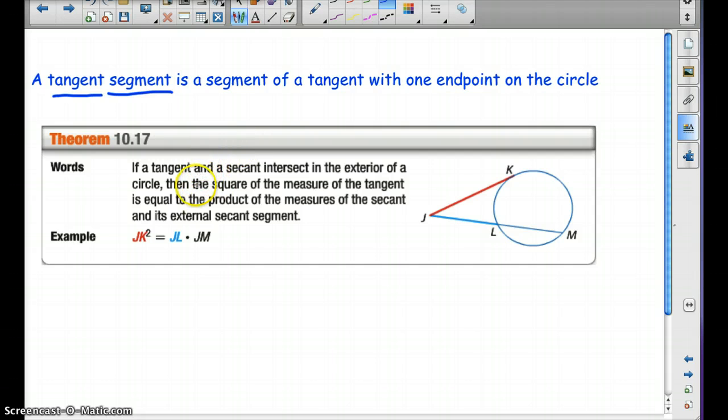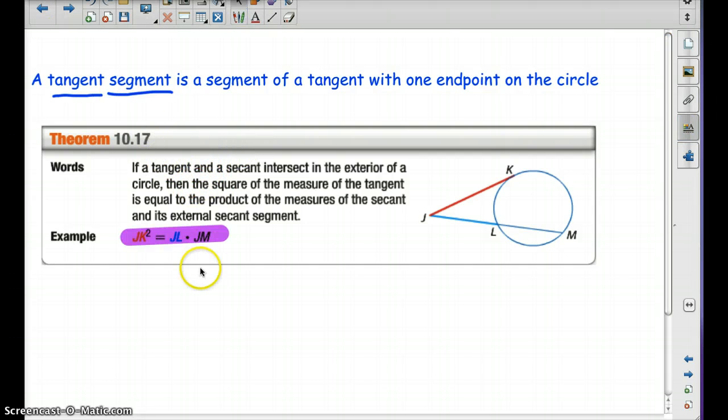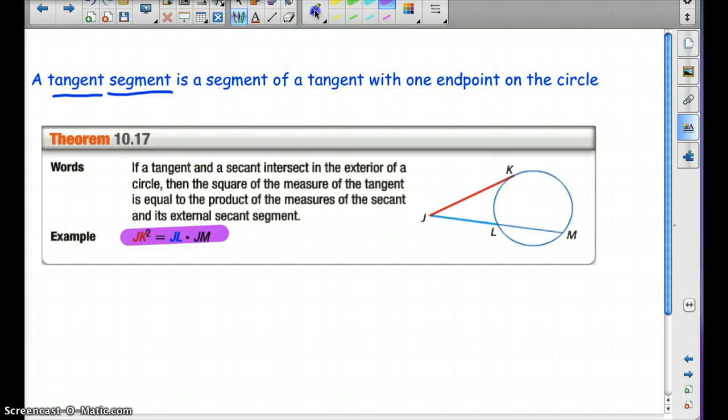Go ahead and pause the video and write this theorem down. So what this theorem is saying is that if you have a tangent and a secant that intersect in the exterior of the circle, then the square of the measure of the tangent is equal to the product of the measures of the secant. So we have one piece times the other piece, and they should be equal to this tangent squared.